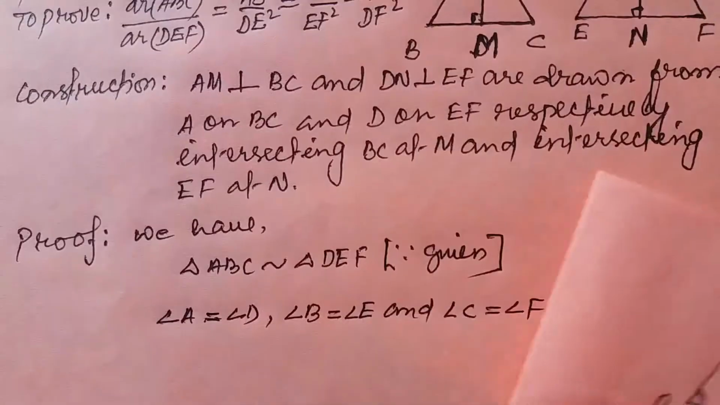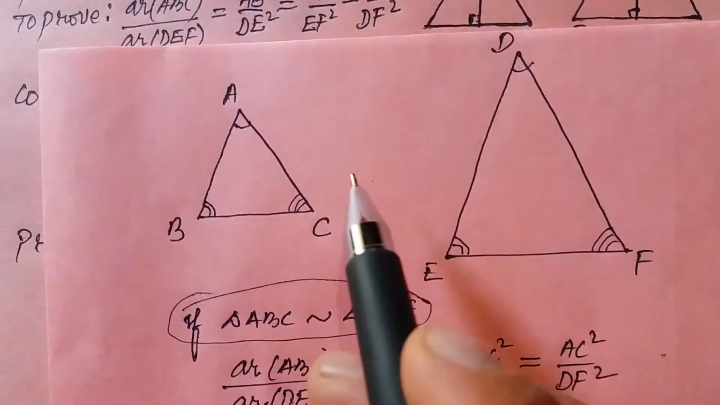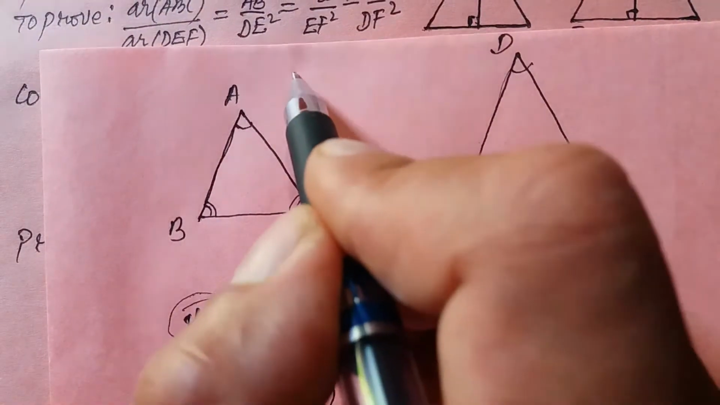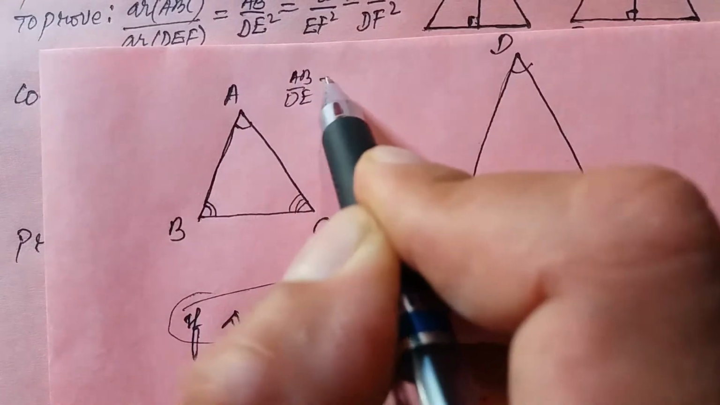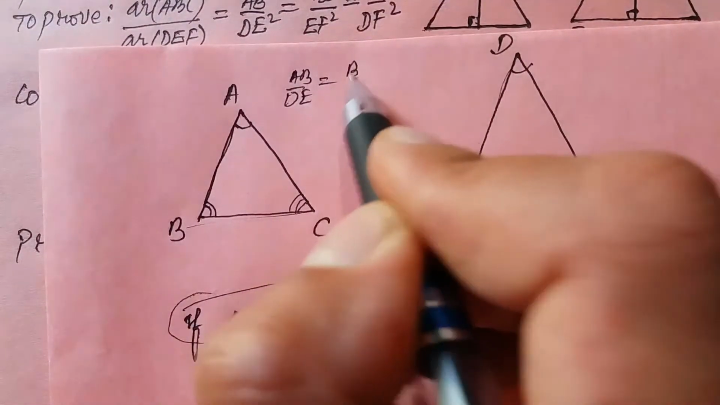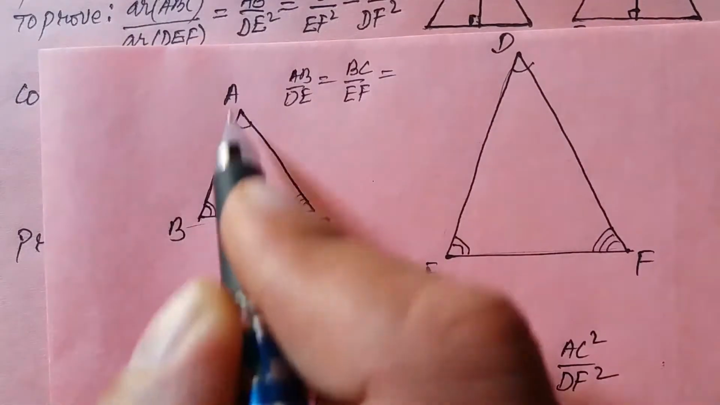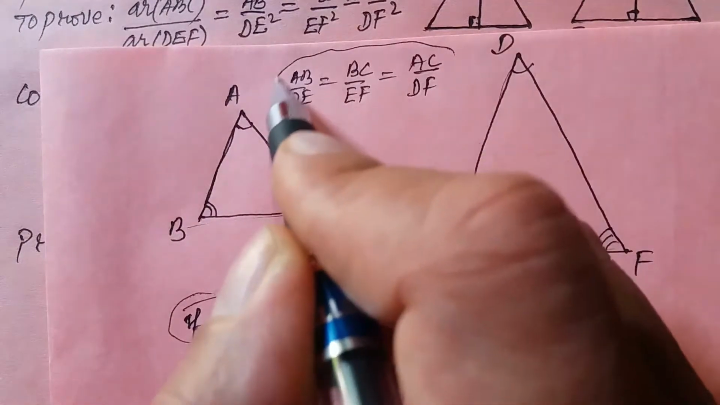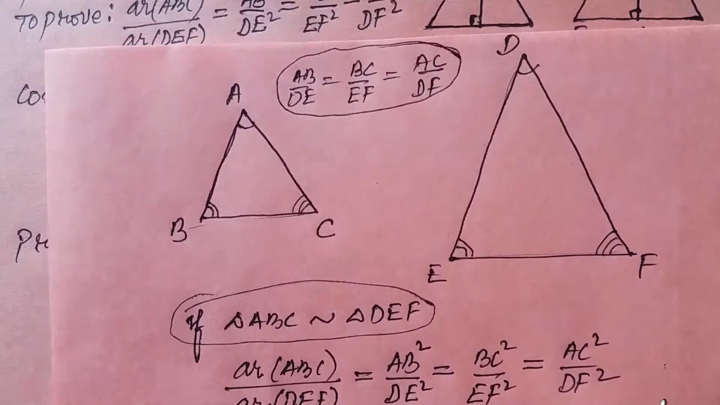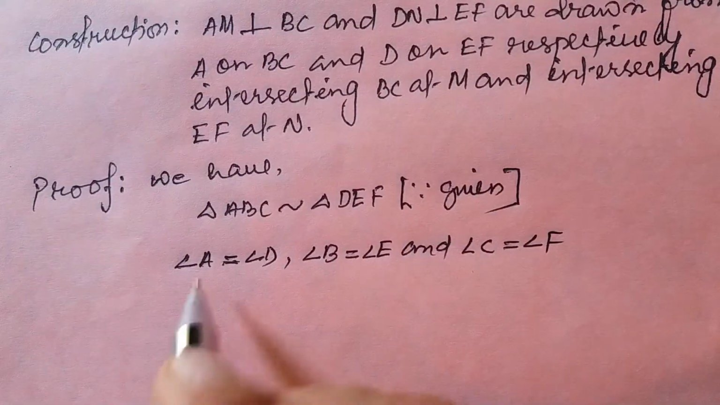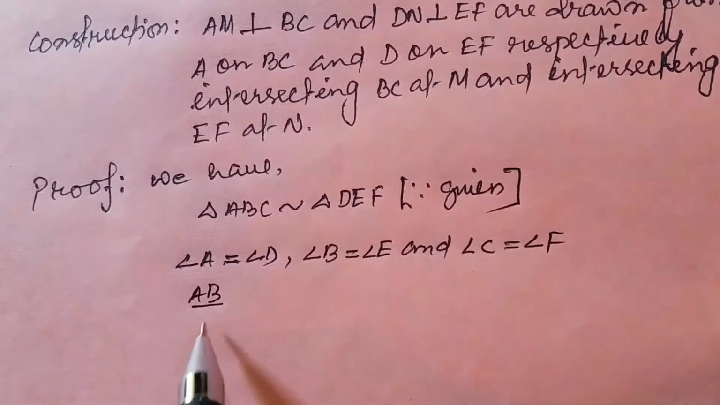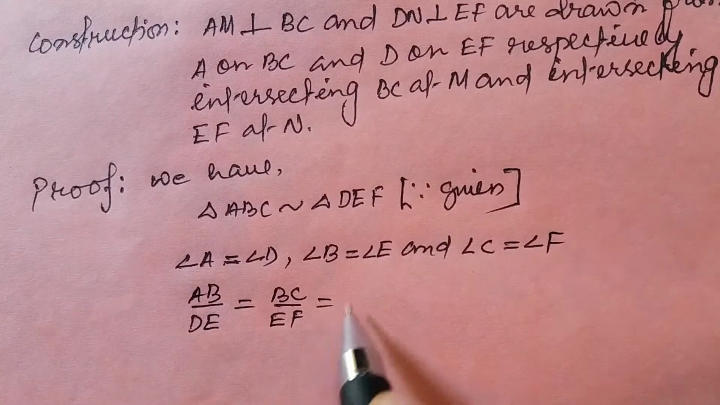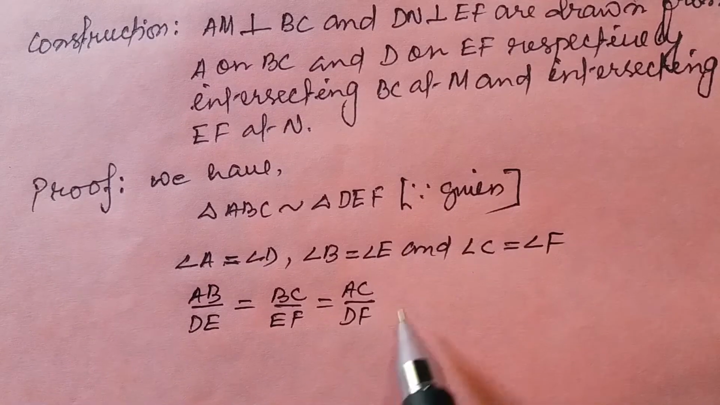And also, when two triangles are similar, the corresponding sides are proportional. That is, AB by DE is equal to BC by EF is equal to AC by DF. So this is what we got when two triangles are similar. So here, since the two triangles are similar, we have AB by DE is equal to BC by EF is equal to AC by DF. Okay, let's call this 1.